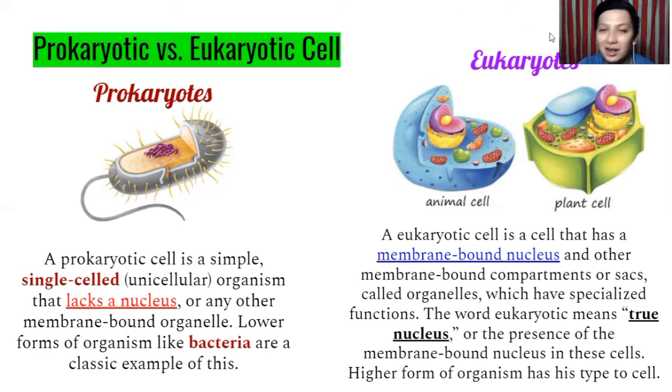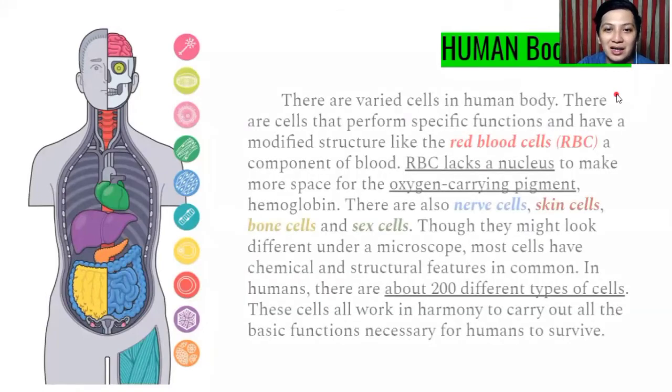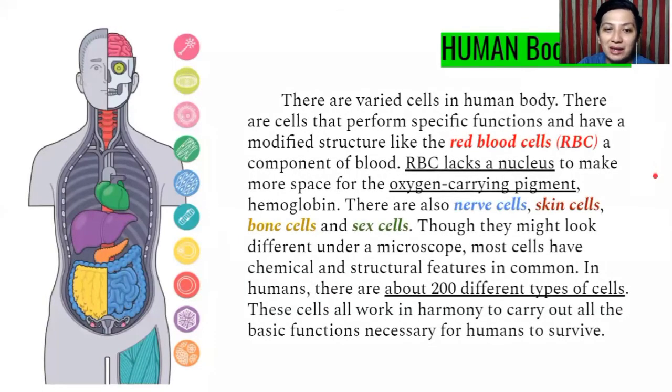Higher forms of organisms have this type of cell. Okay, ito yung may mga multicellular like animals and plants and even humans. So in this part, we will discuss some human body cells. So there are varied cells in the human body. There are cells that perform specific functions and have a modified structure like the red blood cells or RBC, a component of blood. So RBC lacks a nucleus, so wala siyang nucleus. Tandaan nyo, ang red blood cells, no nucleus.